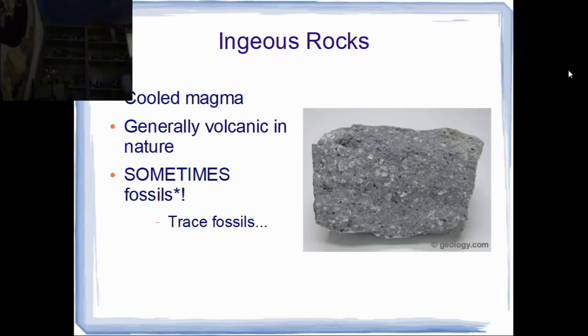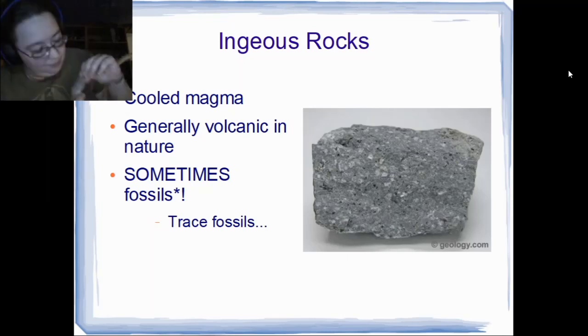So, my basket of rocks here. Nope, that's a sandstone. That's a sandstone. That's a mudstone. Okay, here we go. So this is a piece of granite that's actually very pink.